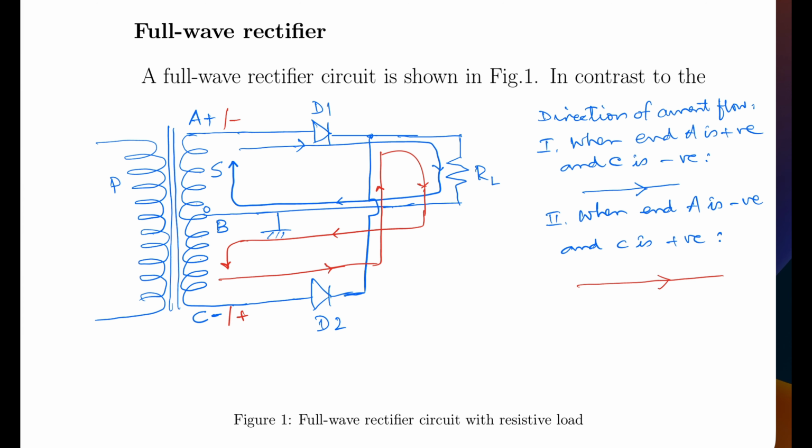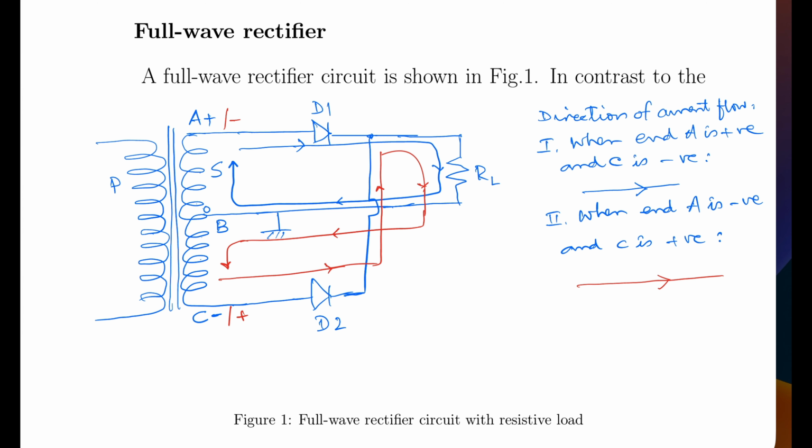During this first half, the lower diode D2 is in the cutoff stage because the lower end of the transformer secondary is negative. So negative potential is connected to the positive end of the diode. So this remains cut off. During the first half cycle, the diode D2 doesn't conduct. So there is no current flow through the diode D2. Current flows only through diode D1. Clear?